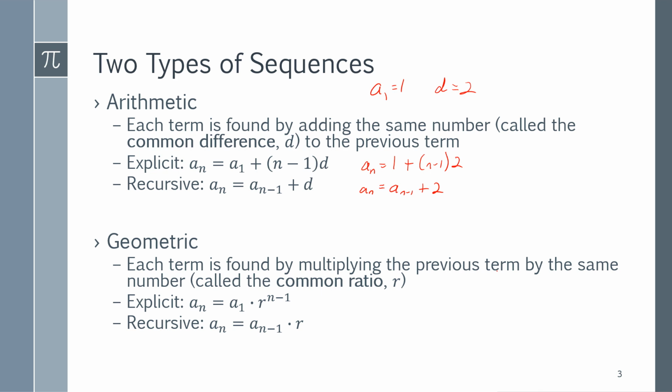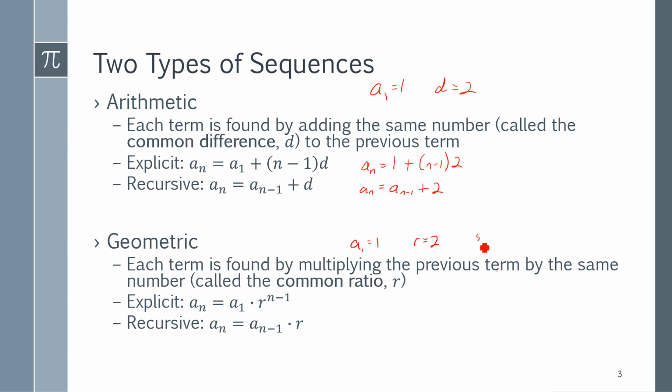The other type of sequence is called geometric. And instead of adding the exact same thing every single time, we're going to multiply by the same thing every single time. So we're going to be dealing with what's known as a common ratio now, which we'll use R to represent. So if I think about exponential growth, where the population doubles, I could say that I'm starting with a term of 1, and if it's cell division, my common ratio is 2.